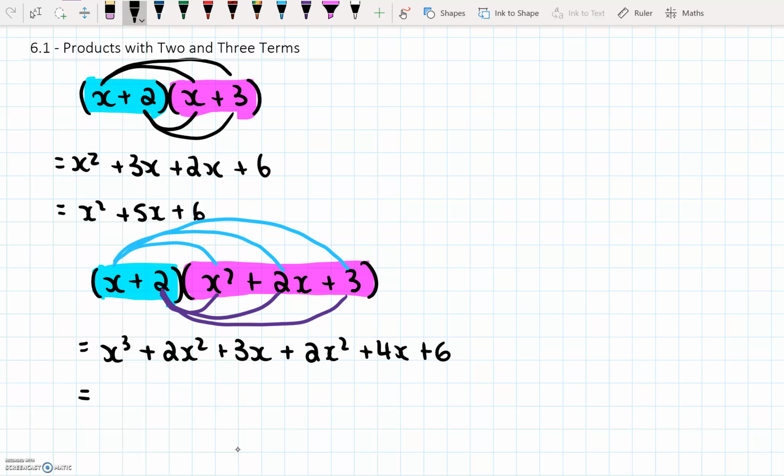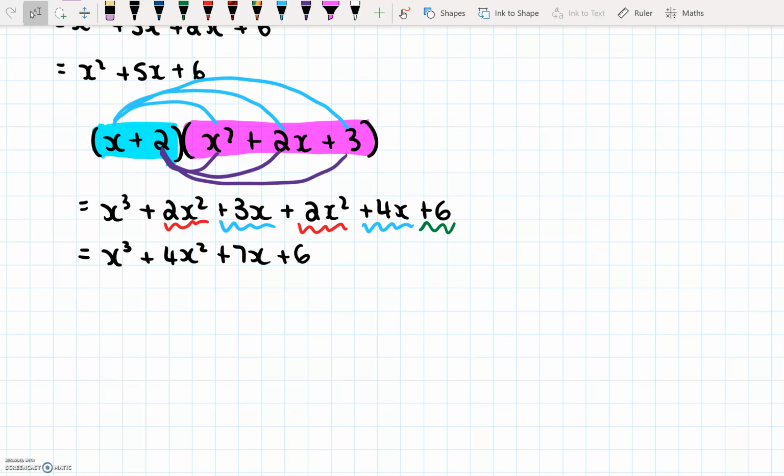So we're using the same technique. It's just that now we have 3 terms in that second bracket, so you just need to be a bit more careful and make sure that you really multiply each term and don't miss one. All we have to do now is simplify. So we're looking for like terms here. We have x cubed on its own, so x cubed. Then we have 2x squared plus 2x squared, so that becomes plus 4x squared. Then we have plus 3x plus 4x, so we're going to get here plus 7x. And then we have a lovely little plus 6 on the end. And we're done. So this is a situation where we have more than 2 terms in the brackets.